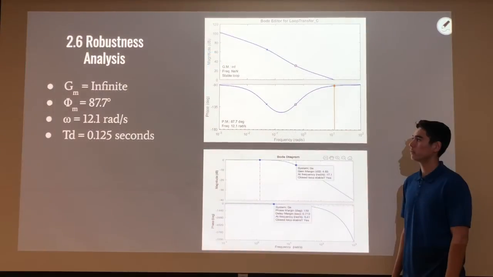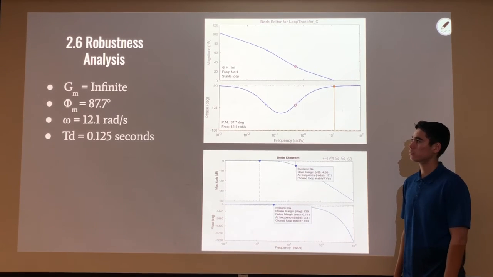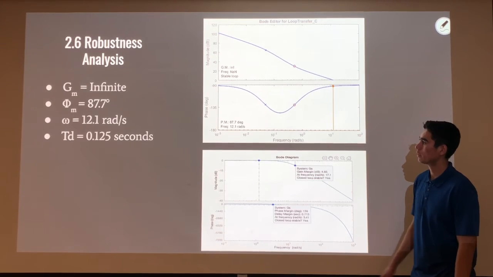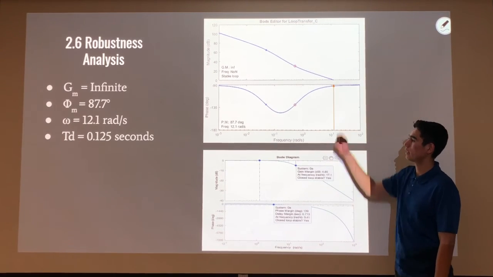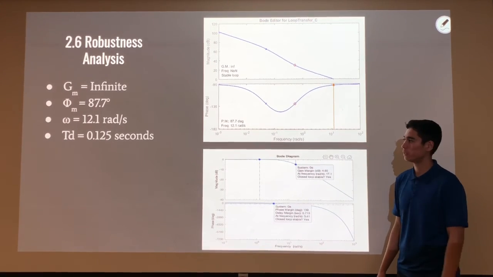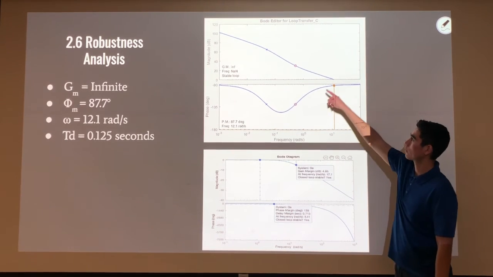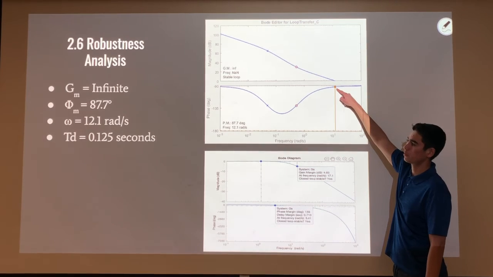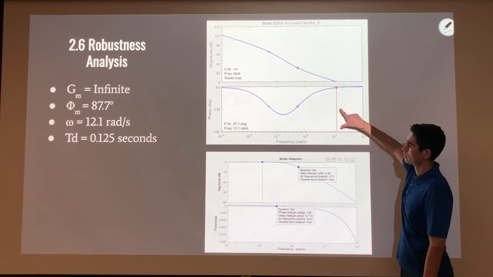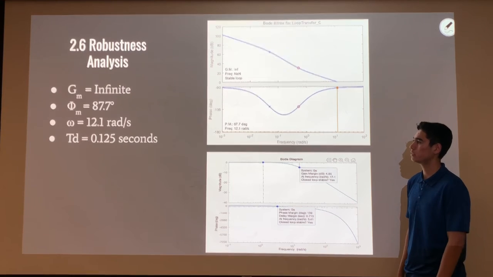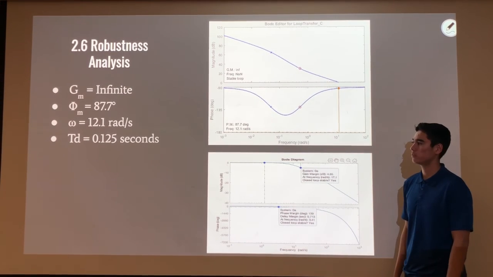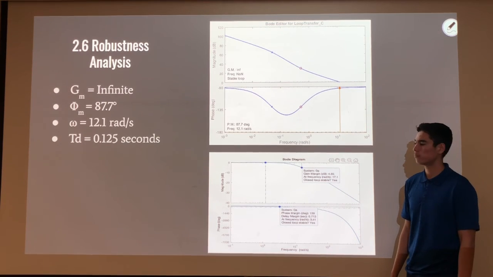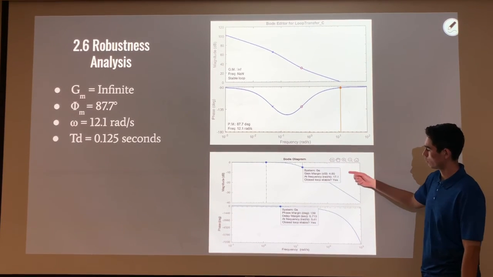In order to further analyze our system, we looked at the robustness of the system. We tried to find gain margin and phase margin. Gain margin is calculated where it crosses negative 180 in the phase diagram. Since it never crossed, it's infinity. Phase margin is calculated when it crosses 0 dB, which can be seen here at about 12.1 radians per second, which is also a crossover frequency. That difference is then found to be 87.7 degrees. Using phase margin and crossover frequency, we can then calculate time delay, which is 0.125 seconds. We then plug that into Simulink to prove our system stable, and it was stable.